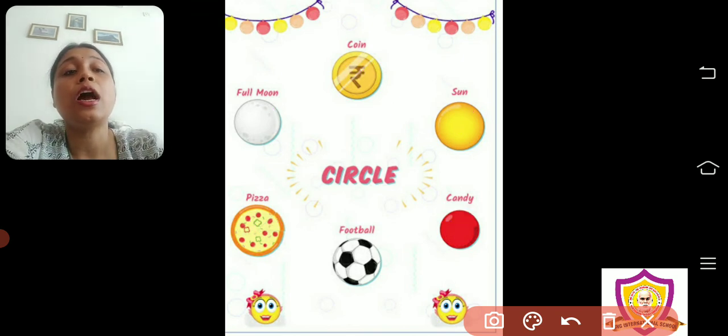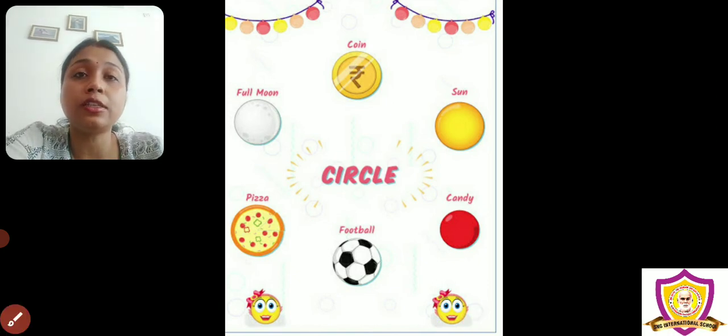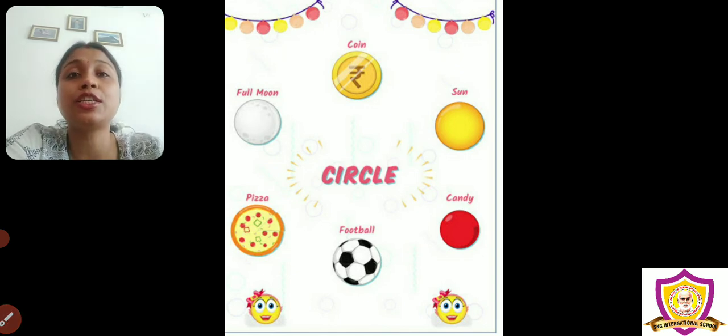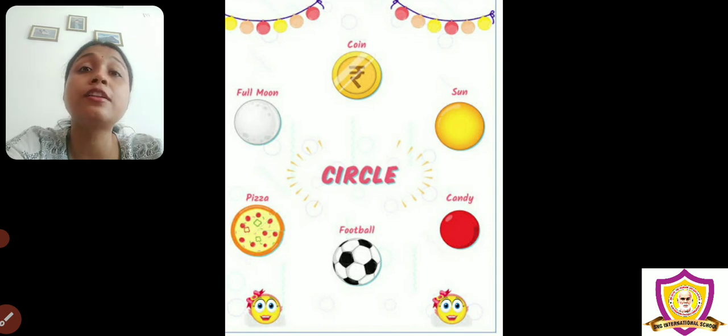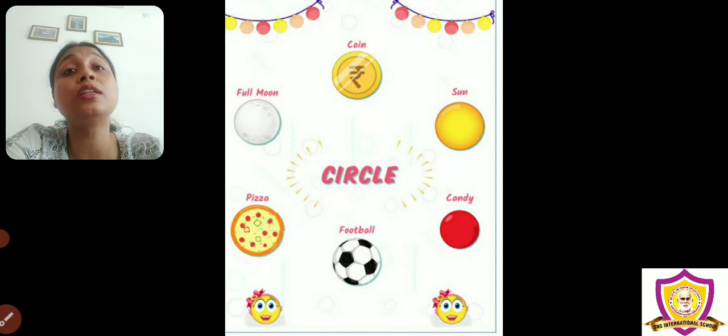Now children, why have I told you this? Because you already know. Because we will now learn new shapes based on these 3 shapes. Today in junior KG you have learned square, rectangle, triangle, circle. Today we took a revision of that. Just go through the video, and then in the next video I will teach you some new shapes.